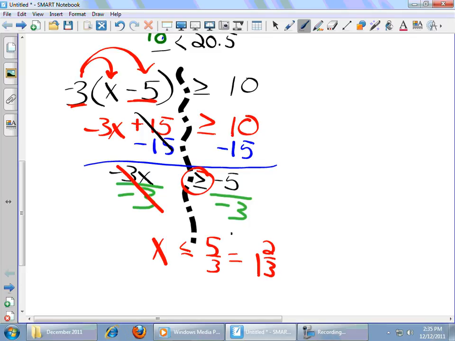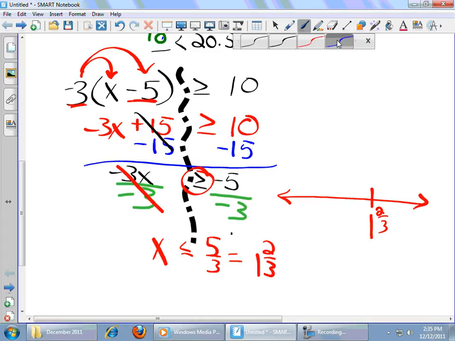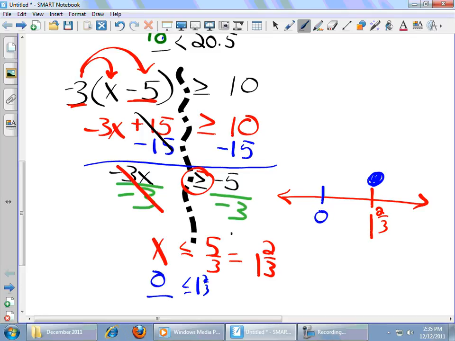Now let me see here. Draw my number line. We got a 1 2/3. I'm going to have a closed point because it's equal to. Again, I can't decide which way to shade. Blank, less than or equal to 1 2/3. Well, let's put a number in. I'll bet you 0 is smaller than 1 2/3. 0 would be over here. I will shade towards the 0.